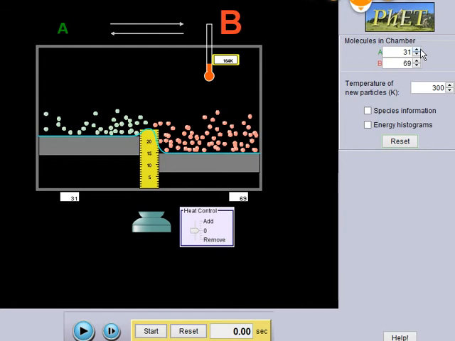Then I halved the concentration of A. I put in 50 molecules instead of 100. Even after that, I figured out that K was the same, which means that the equilibrium constant does not depend on concentrations. Clear?